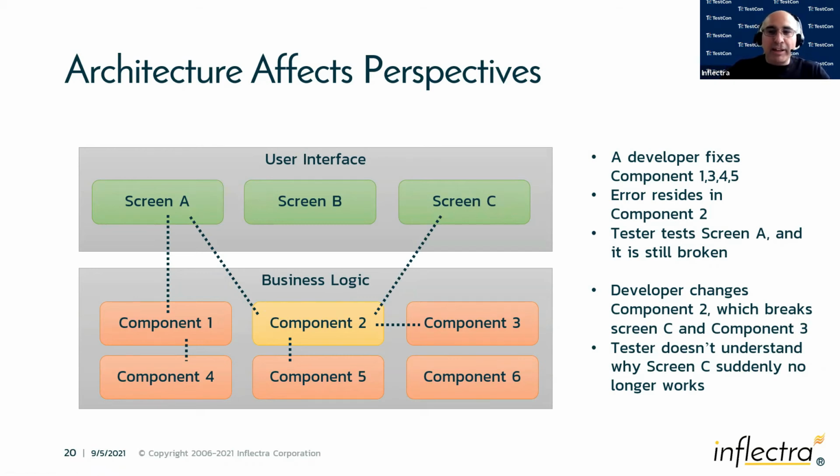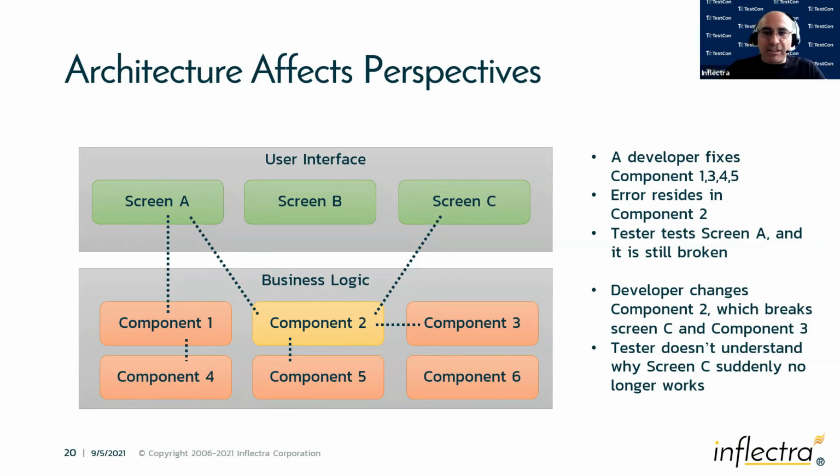And the problem then is that as a tester, you lose confidence, because as far as you're concerned, you told the developer to fix something in screen A. There's no relation to screen C at all, visibly. They don't use the same user interface. They're not in the same part of the application. They're in different parts of the navigation tree. Now, behind the scenes, they are fully connected, and it's completely obvious that breaking something in component 2 could easily affect screen A and screen C, but it's not obvious to the tester.